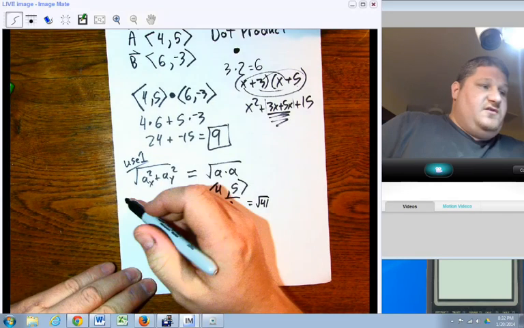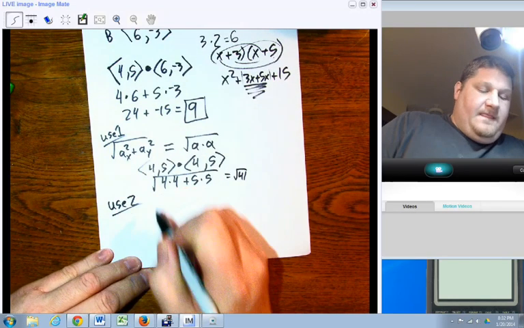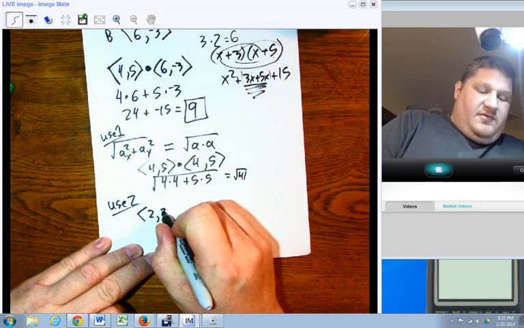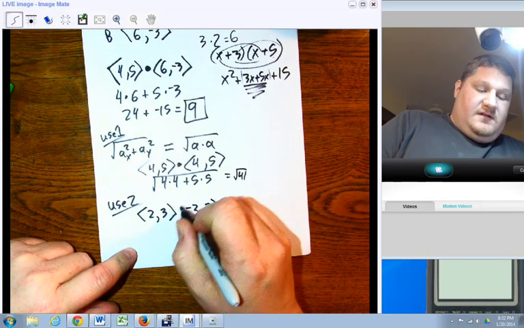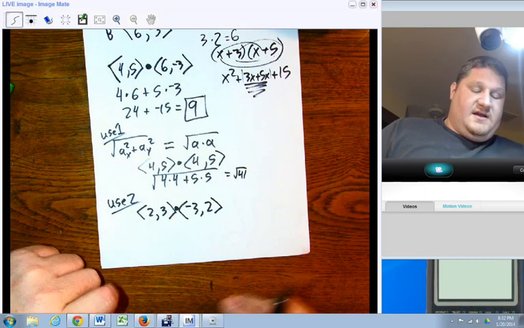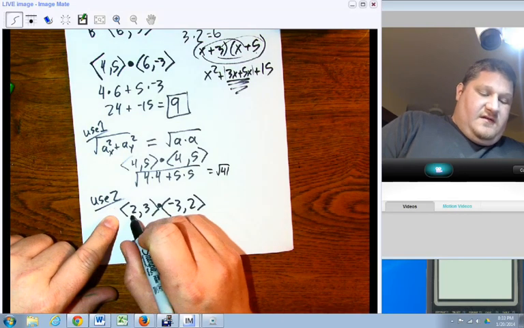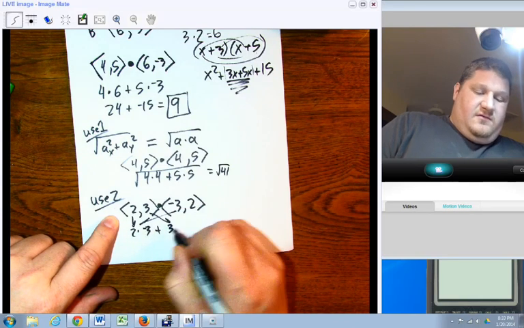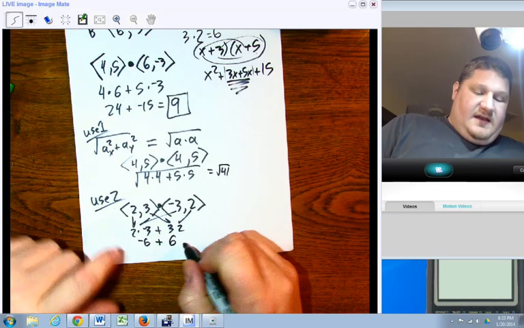The second use is for determining if two vectors are perpendicular. Now let's see here. If we have a vector 2 comma 3 and the vector negative 3 comma 2, let's see if these two vectors are indeed perpendicular. Do they meet at a right angle? Now, to do that, we're going to simply say 2 times negative 3 plus 3 times 2. And I get negative 6 plus 6, and indeed we get 0.